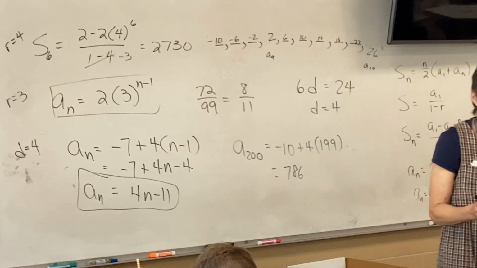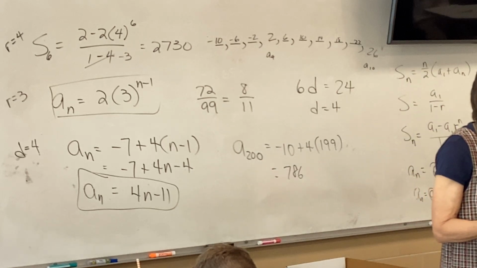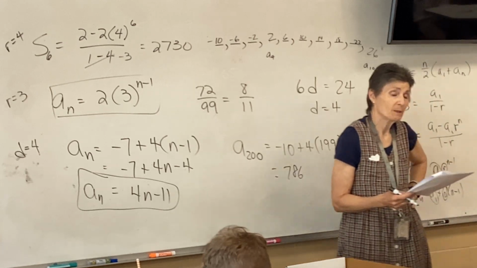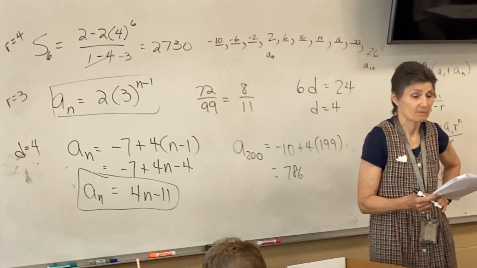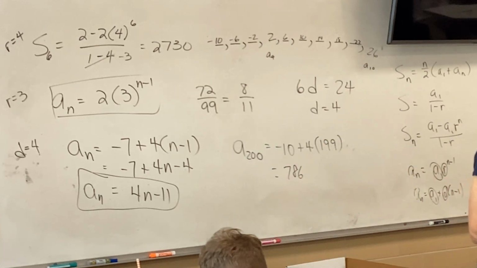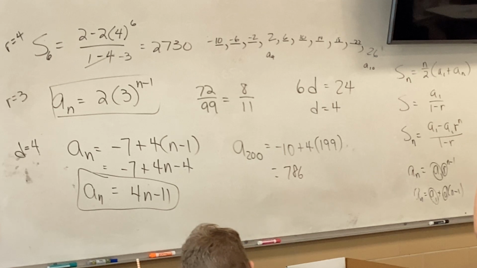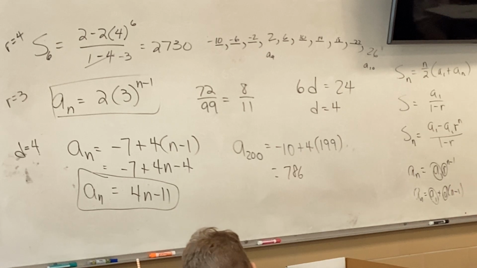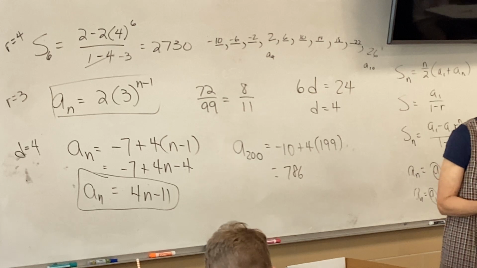Good. What about B? Geometric, and you're multiplying by 4 fifths. 4 divided by 5. 4 fifths. How about C? Arithmetic, and the difference is -8. Yep, very good. -8.